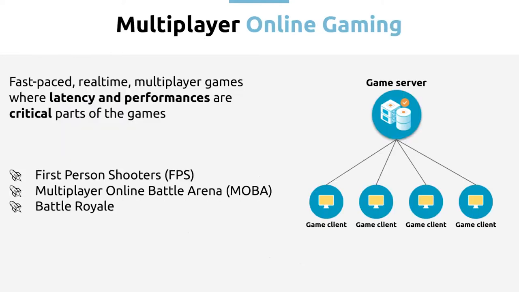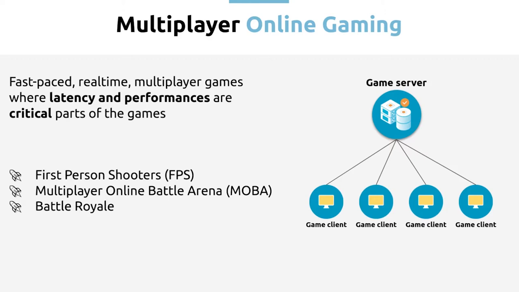If we look at multiplayer gaming, edge computing can be a game changer. Today, multiplayer online gaming represents a big percentage of the entertainment in general. Some types of games are very popular, like first-person shooters such as Destiny 2 or Call of Duty. We have multiplayer online battle arenas, like League of Legends and Dota 2, and also very popular battle royale games such as Fortnite or Apex Legends. All those games are played worldwide by millions of players.